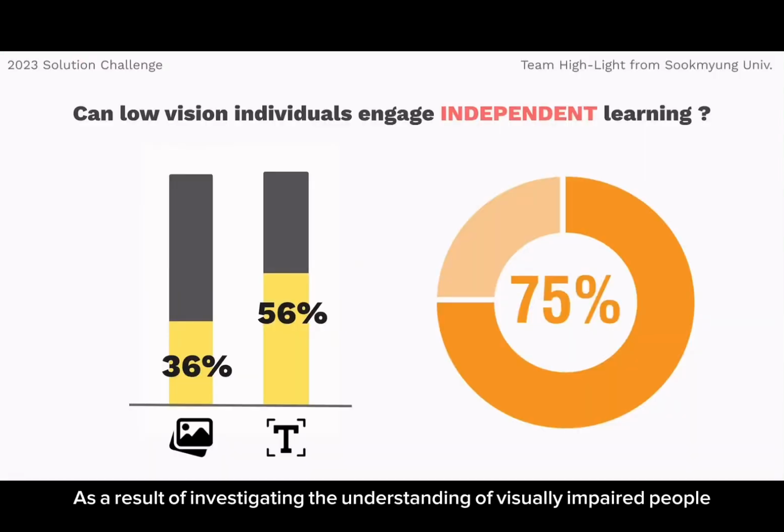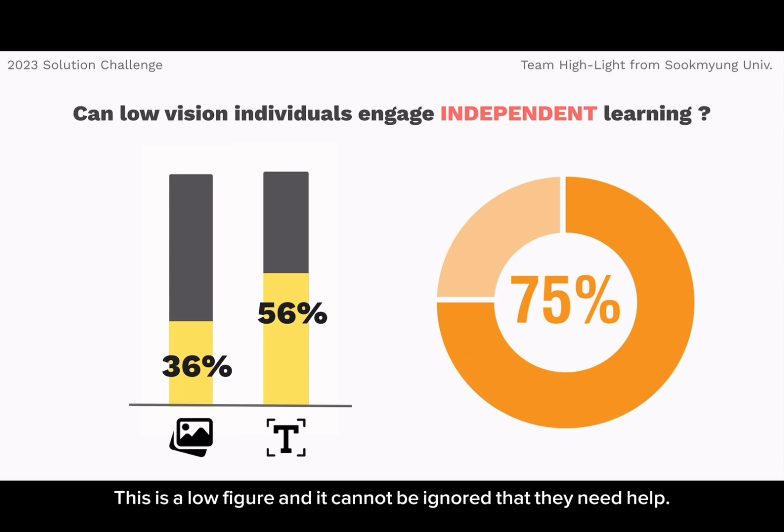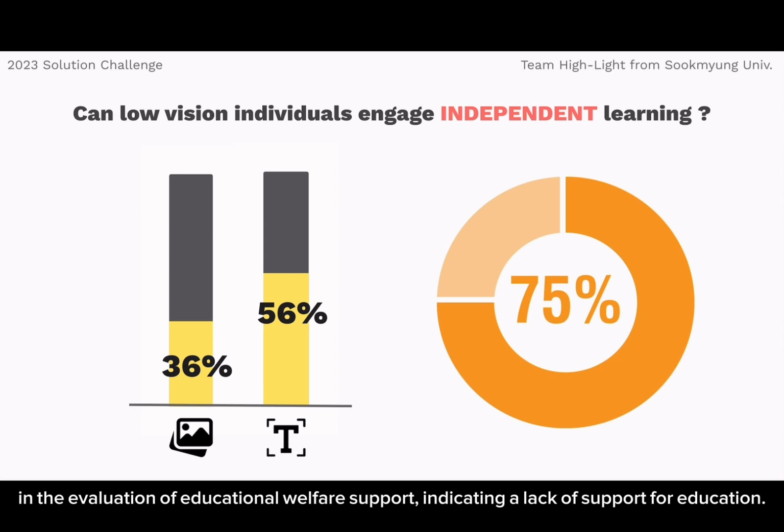As a result of investigating the understanding of visually impaired people by type of lecture materials, the image was 36.7% and the text form was just 56.7%. This is a low figure and it cannot be ignored that they need help. However, about 75% of domestic universities received below the general standard in the evaluation of educational welfare support, indicating a lack of support for education.